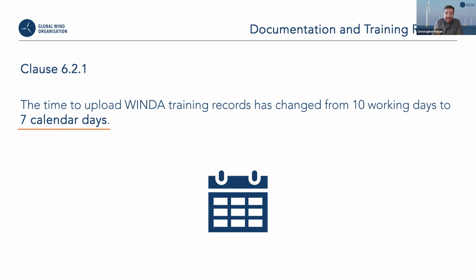When the 7 days actually starts is from the day following the training. So if you have a training that's completed on a Monday, day 1 of the 7 calendar days starts on the Tuesday. So if you're delivering the entire BST throughout a week using the 5 days, and you want to upload all of the WINDA training records for that cohort of people going through all 5 days, you can do it on the Monday afterwards.